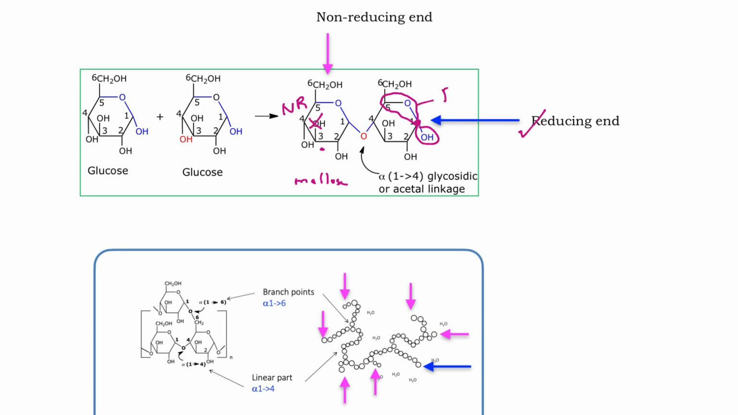So this is called the reducing end, this end is called a non-reducing end. Okay, because remember this is a OR, that's an acetal. So this is non-reducing. This ring cannot open up. This ring can. Okay, so as we get towards more complex structures of carbohydrates, you can see the two ends are actually different.